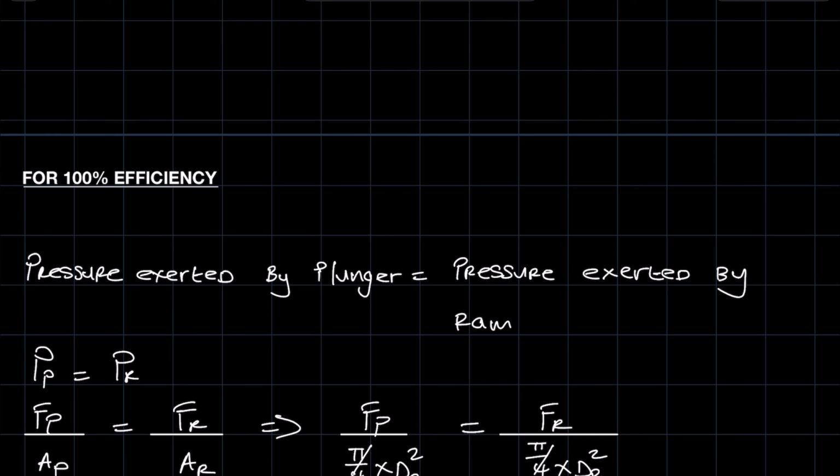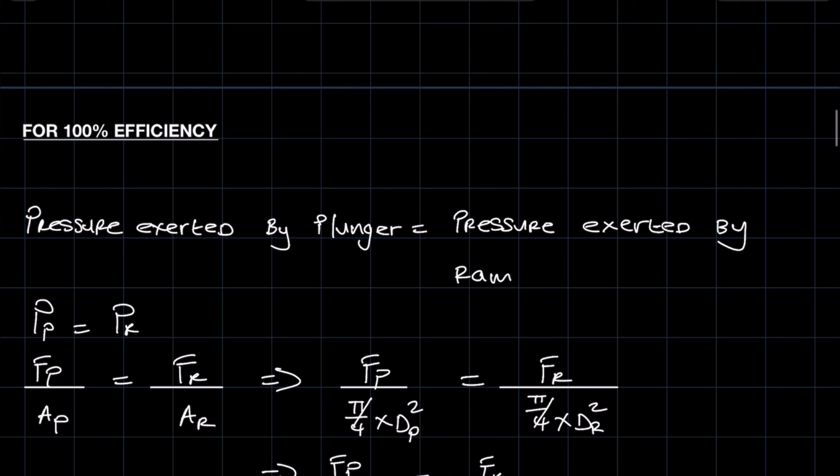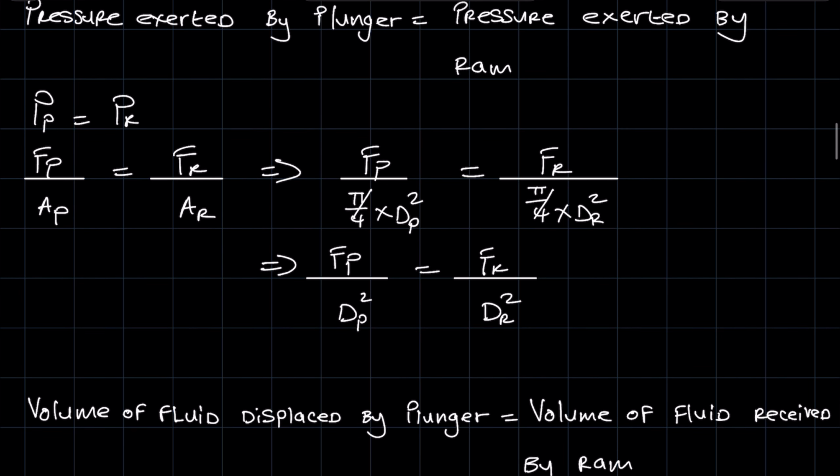Now the pressure being exerted by the plunger, we are going to denote as P sub P, and the pressure being exerted by the ram, we are going to denote as P sub R. Now what does it look like mathematically? We know pressure is equal to force over area. So to get the pressure being exerted by the plunger, for force over area, the force will be the force on the plunger, divided by the area of the plunger.